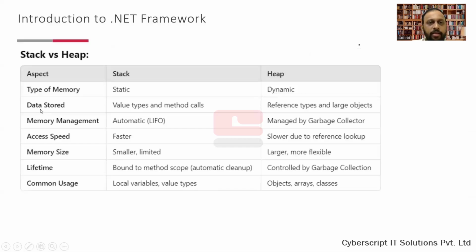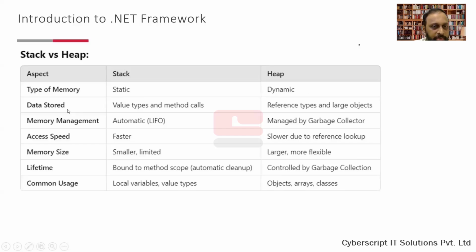So let's understand the difference between stack memory and the heap memory. The first aspect is type of memory. Stack memory is the static type and the heap memory is the dynamic type. So the stack memory is a fixed size. The memory is allocated to that application. It is a fixed size for stack memory. And in case of heap memory, it can be increased gradually as per the requirement of the application.